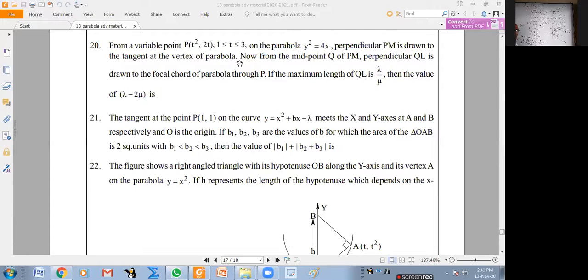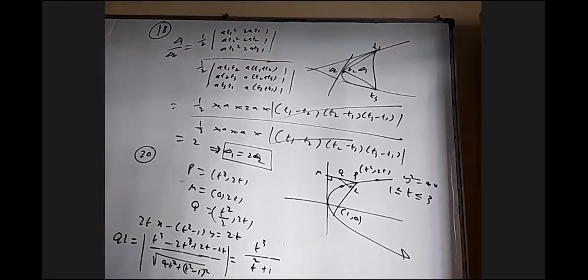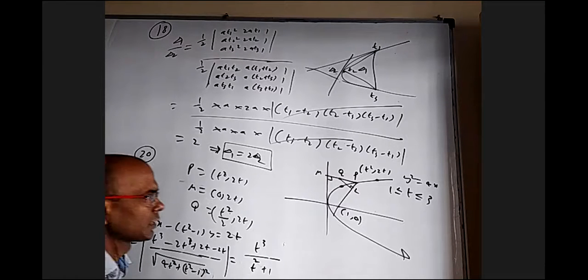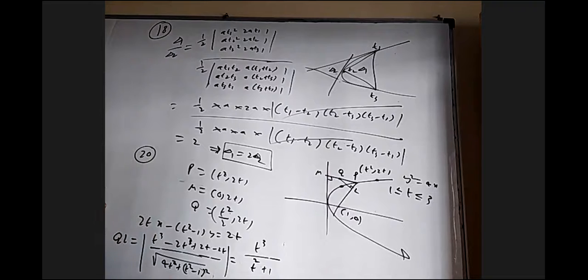From a variable point within 1, 3 on the parabola, perpendicular PM is drawn to the tangent at the vertex. Now from the midpoint Q of PM, perpendicular QL is drawn to the focal chord of the parabola through the focus. They want to find the maximum length of QL. Of course, for a closed interval, the maximum can happen at this end or that end. We don't know. We'll see some graph of this or something.